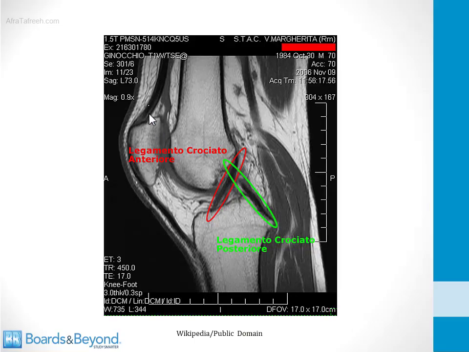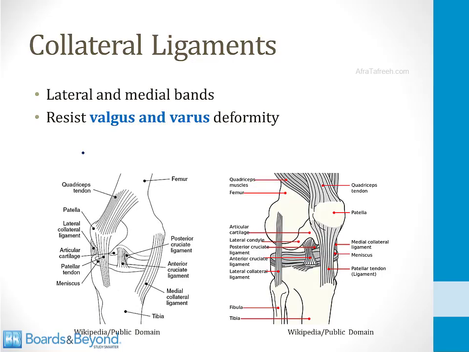Once again, you can orient yourself by finding the patella. The upper bone is the femur, the lower one is the tibia, and you can see the ligament that attaches to the anterior portion is the ACL, and the one that attaches to the posterior portion is the PCL. Now let's talk about the collateral ligaments. These are bands that run down the lateral and medial side of the knee.